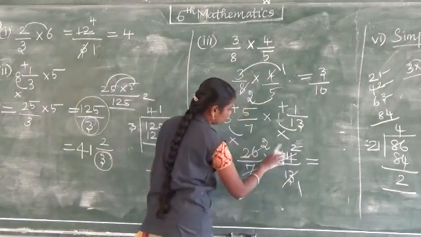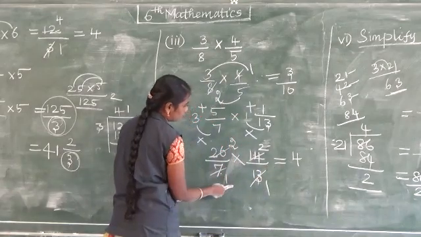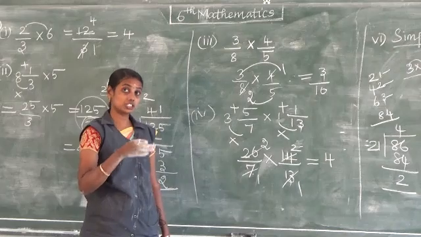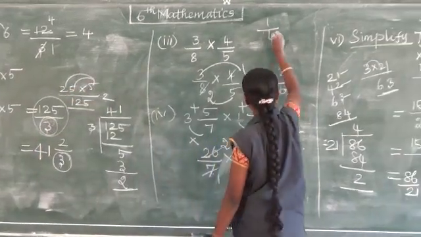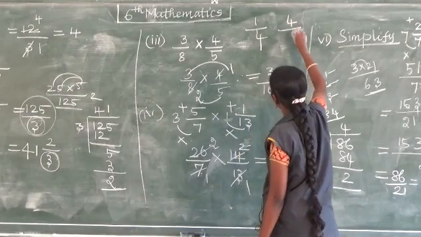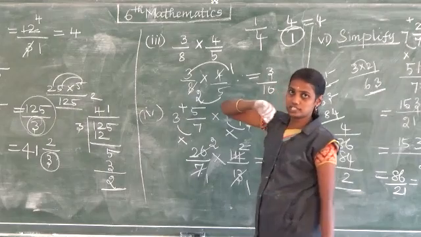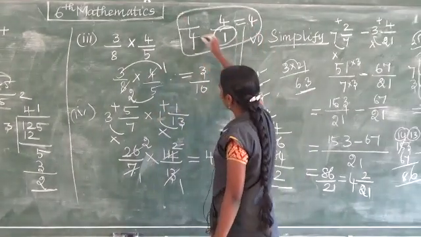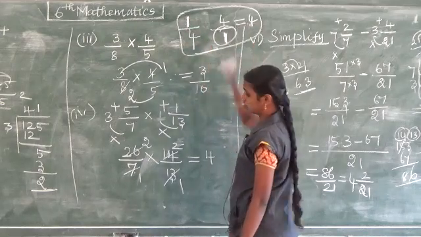Now multiply the numerator. 2 twos are 4. Here what is left over? 1 is the left over. So 1 you need not write in the denominator. If it is in the numerator you have to write it as 1 by 4. If it is in the denominator, 4 by 1, you can write only 4. That is enough. This one you have to remember. Numerator 1 means you must mention. If denominator 1 means you don't need to mention.